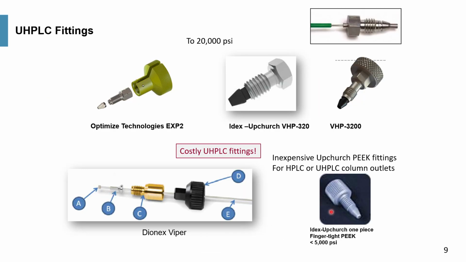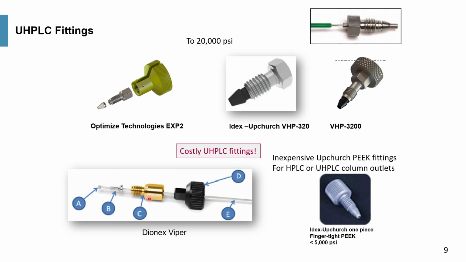Here's the list of my favorite recommended UHPLC fittings. There may be some newer ones available. The ones that I recommend are the optimized EXP2 and also the IDEX Upchurch. Upchurch was acquired by IDEX a decade ago, and these finger-tight fittings are probably the best way to go. Dionex, which belongs to Thermo Fisher Scientific, also makes a fitting called the Dionex Viper, which is pretty good.